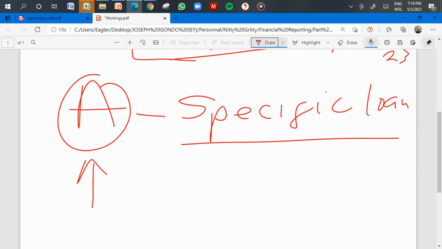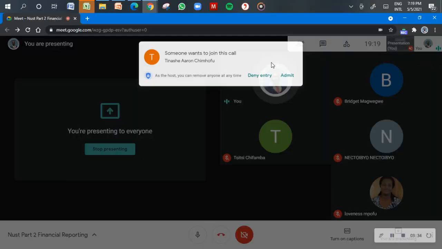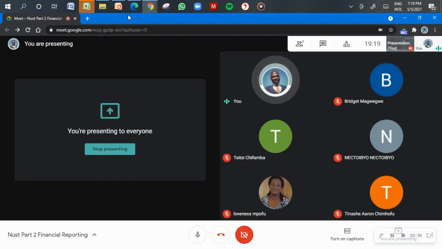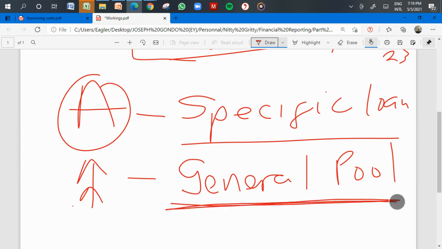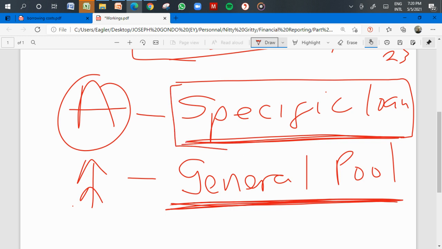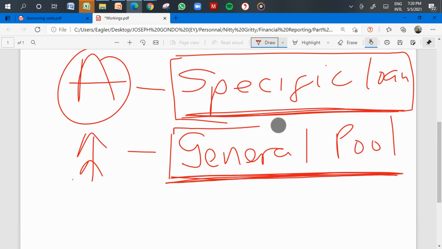In other cases, you might have a present pool of funds that you can just use to finance the construction of asset A. That one, we call a general pool of funds. So these are options. For beginners, we don't normally cover this general pool of funds. For part twos, we only cover specific loan. Then for part fours, we only cover general loans. So in the first hour, we are going to cover accounting for borrowing costs for a specific loan. Then the second hour, we are going to touch base on the general pool, how you can account for a general pool of funds.